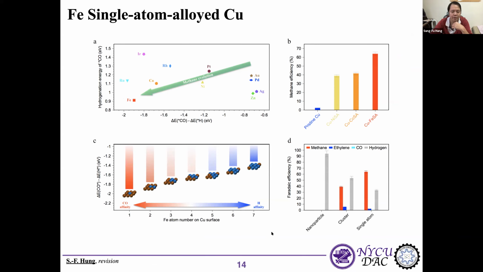Then we compared the iron atom number on the copper surface, and we found when narrowing down the iron size, iron shows a stronger affinity to carbon monoxide intermediates. The experimental result shows the iron nanoparticle produced almost 100% hydrogen without methane. But the iron clusters can produce nearly 40% methane. When we further narrow down the size to single atom, this single atom alloy can produce 64% methane.